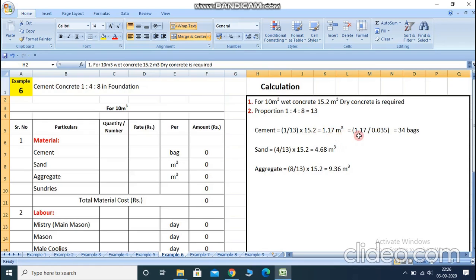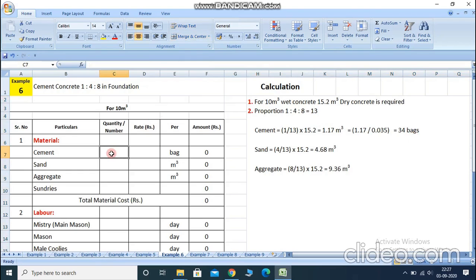So 1.17 divided by 0.035. Here we got the cement answer in the form of meter cube, in the form of volume, but we require the cement in the form of bags. So 1.17 divided by 0.035 is equal to 34 bags of cement required for completion of the 10 meter cube concrete work. Now here we write down that 34 bags are required.